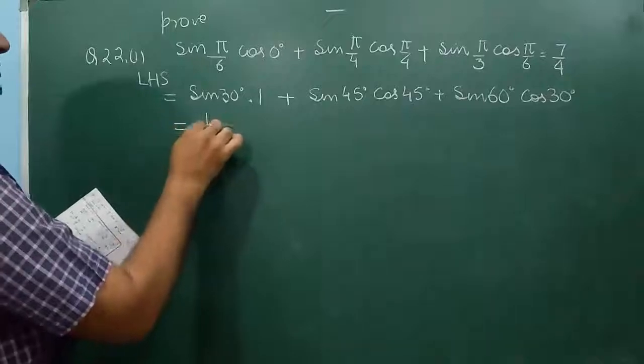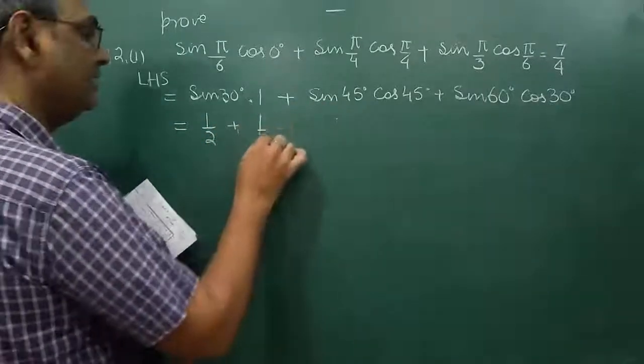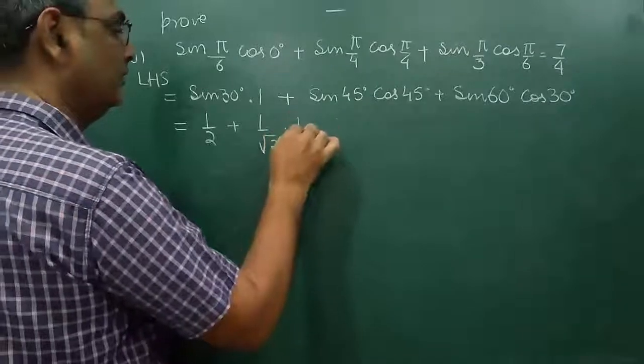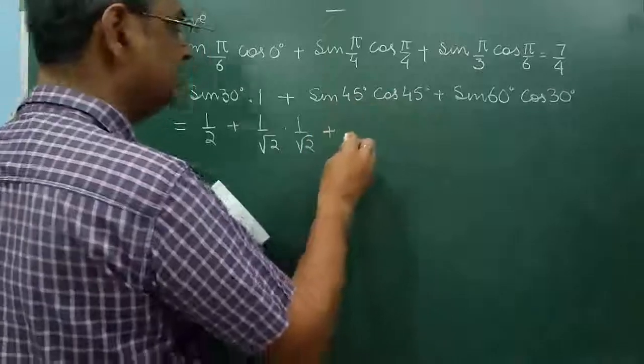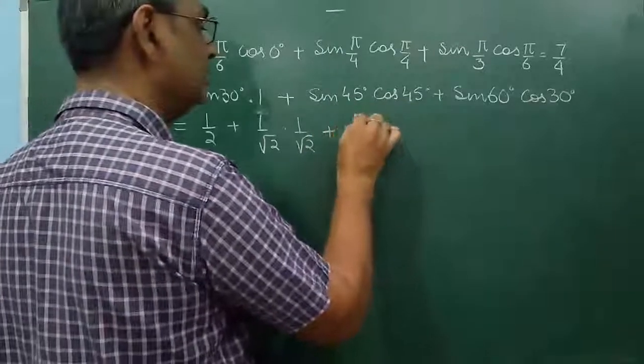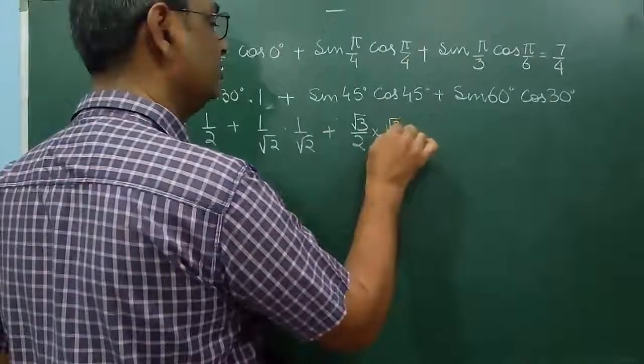Now sin 30 is 1 by 2. Sin 45 is 1 by root 2. 1 by root 2 plus sin 60 is root 3 by 2 and cos 30 is also root 3 by 2.